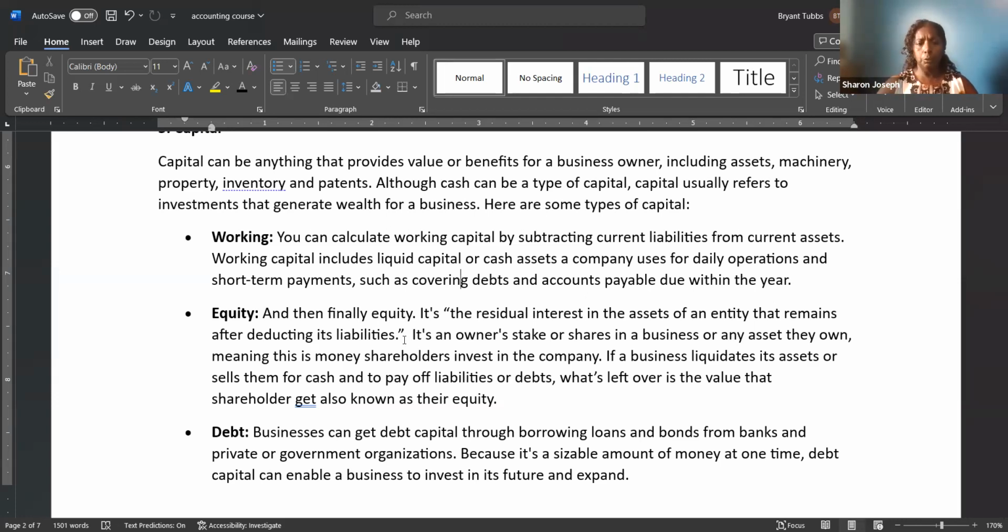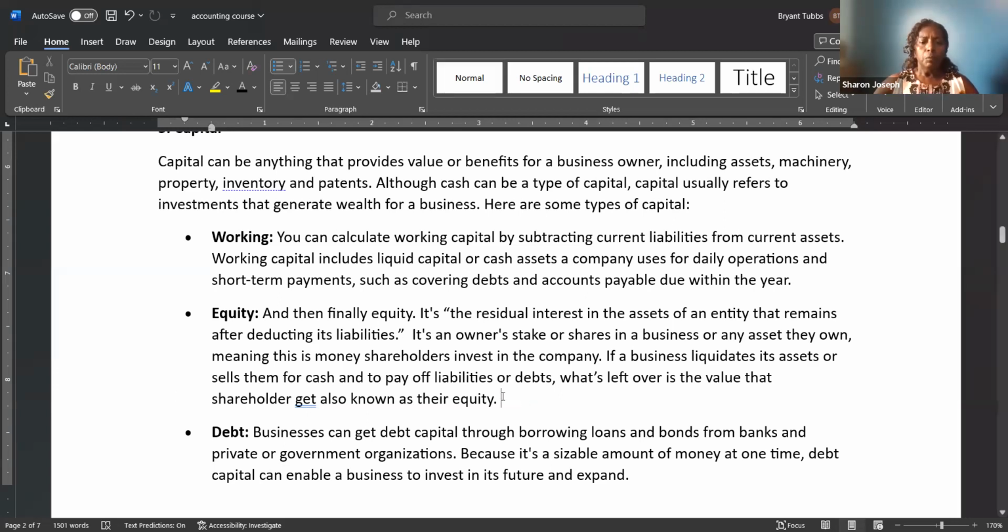Let me give you a real life situation with equity. Your home. Let's say that you have a home worth $1 million, but you have a loan on it for $750,000. If I were to sell that house for $1 million, I would pay back the loan of $750,000. I would have $250,000 left over. That's what you would consider the equity in the house.